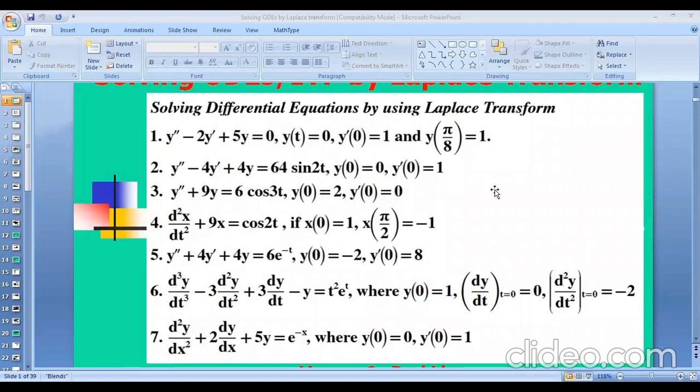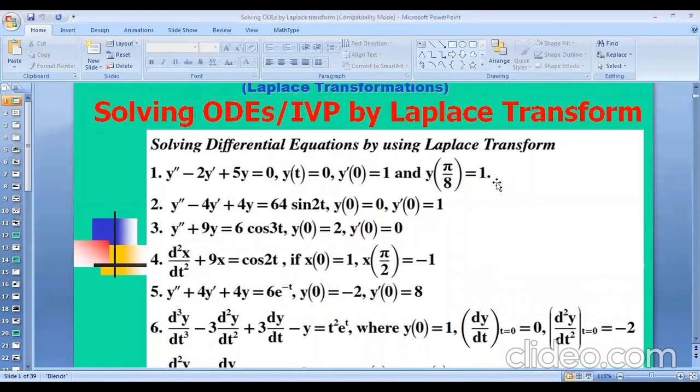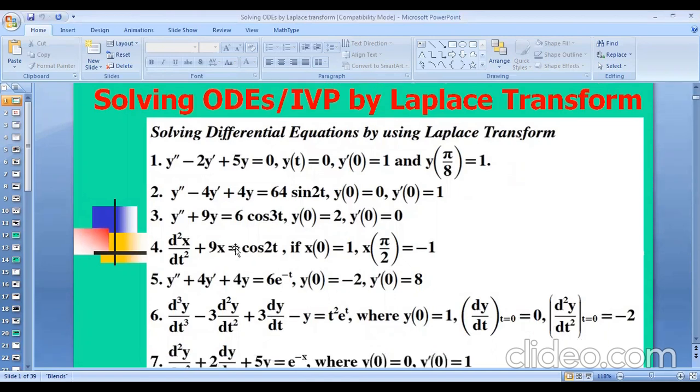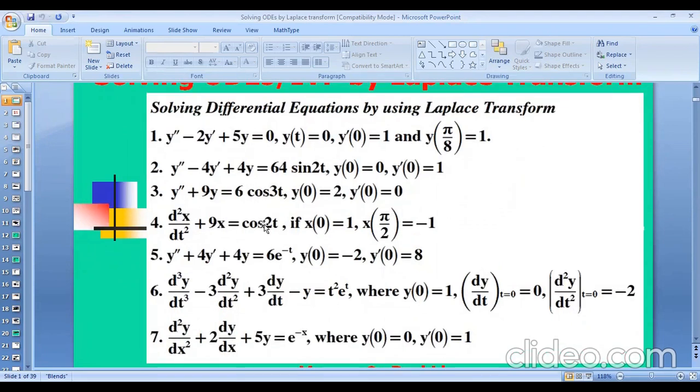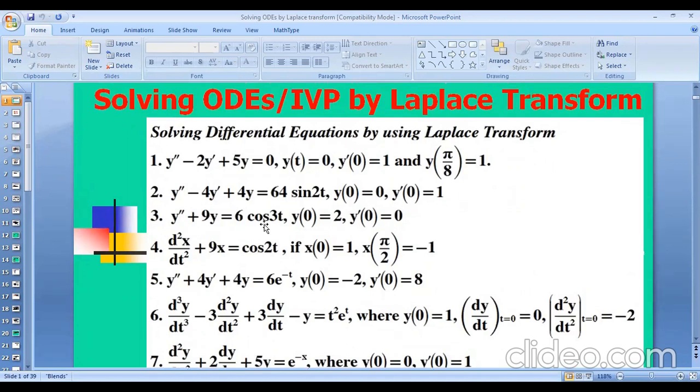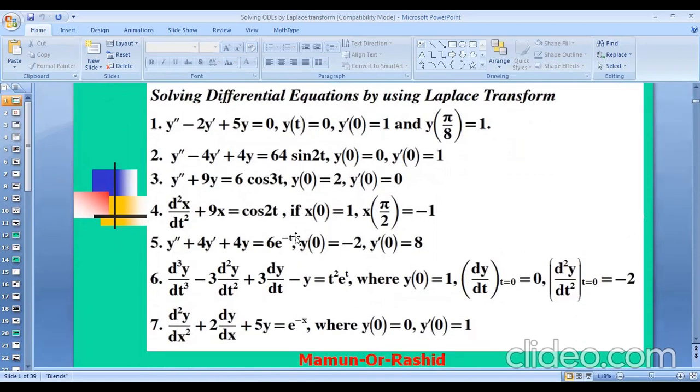So this is actually how to solve ordinary differential equations or boundary and initial value problems by Laplace transformation. We have solved these 7 problems, and we have also solved 2 systems of differential equations. If you practice and follow the previous 3 lectures, I hope you can do this. First of all, you have to follow the lectures.